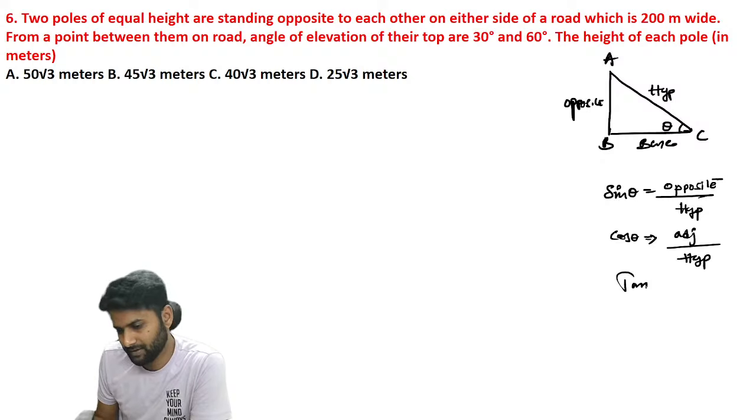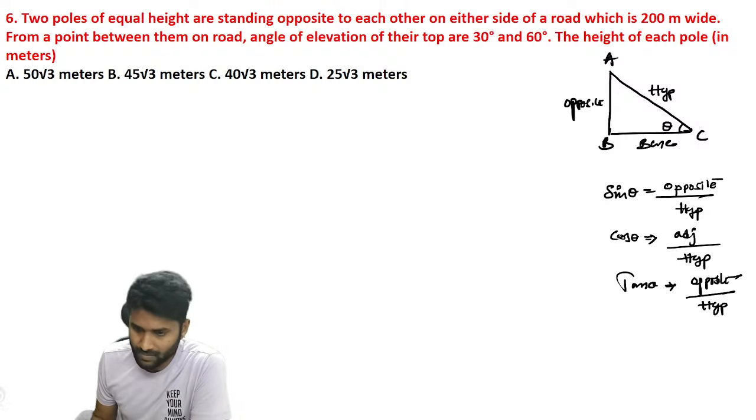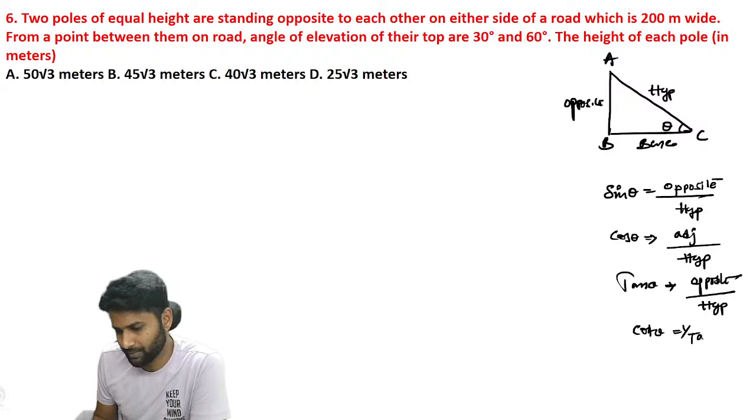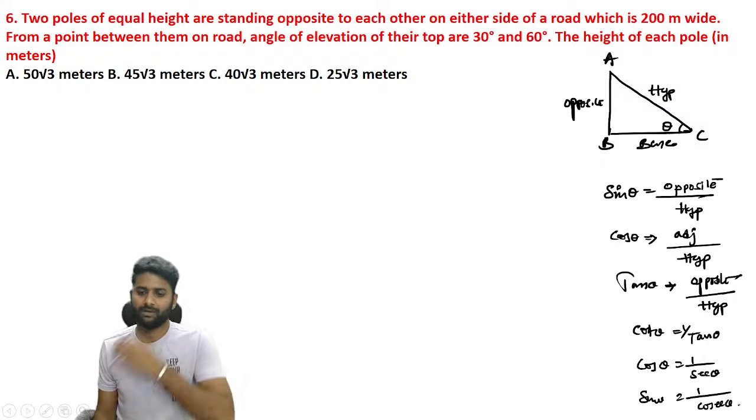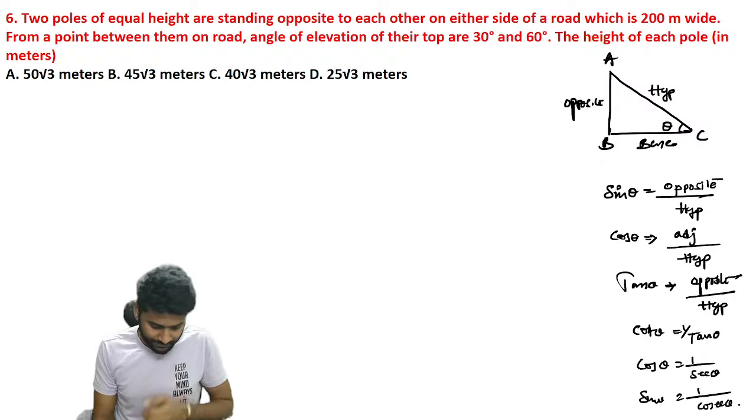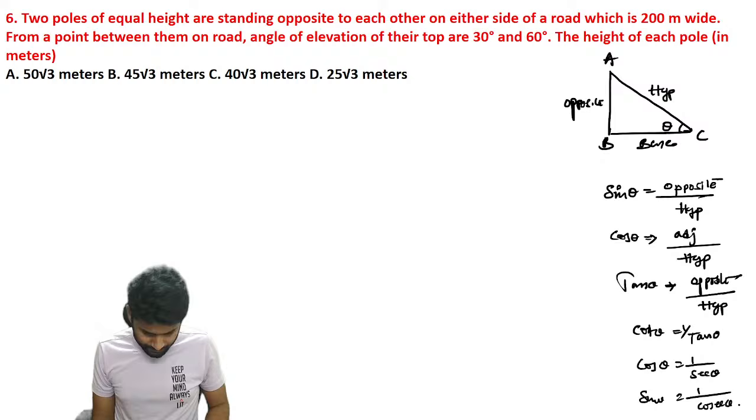In the same way, tan theta is sin theta by cos theta. The hypotenuse cancels, so it is opposite by adjacent. You already know that cot theta is equal to 1 by tan theta. In the same way, cos theta is equal to 1 by secant theta, and sin theta is equal to 1 by cosecant theta. And you already know the values also.